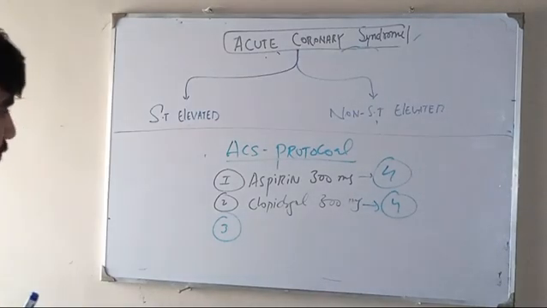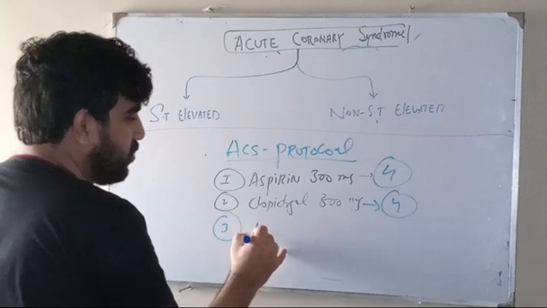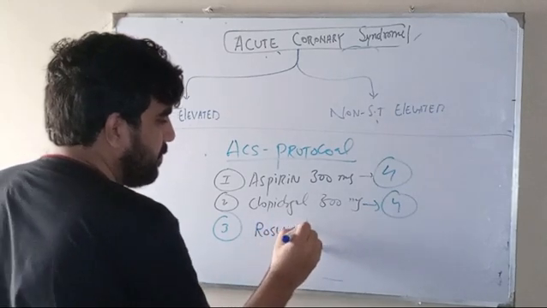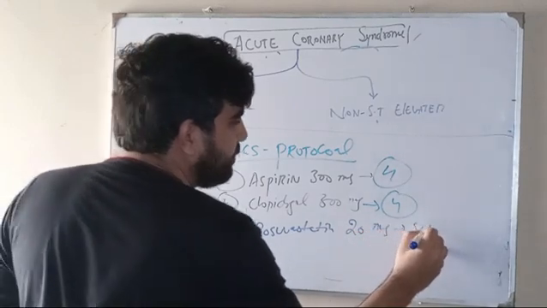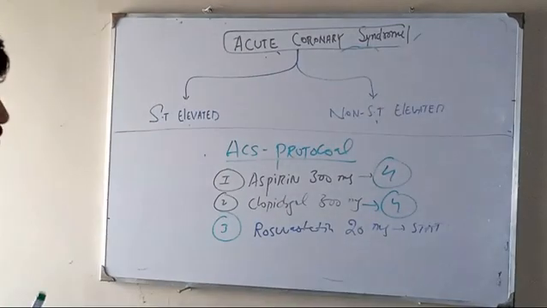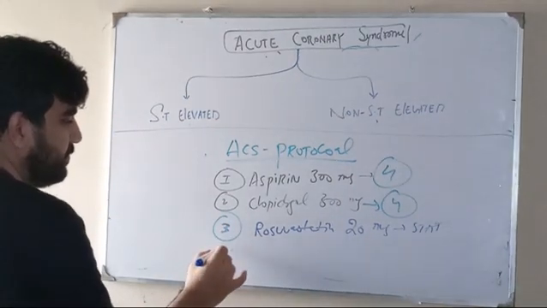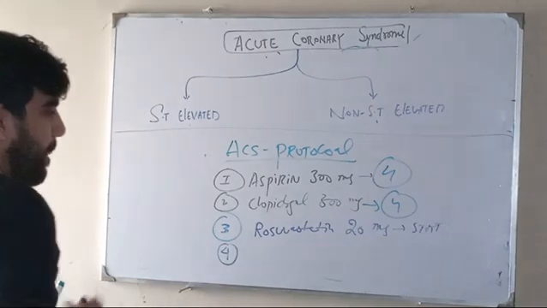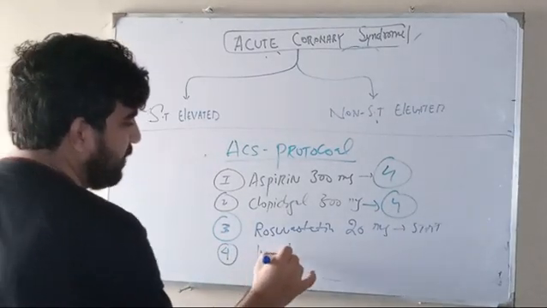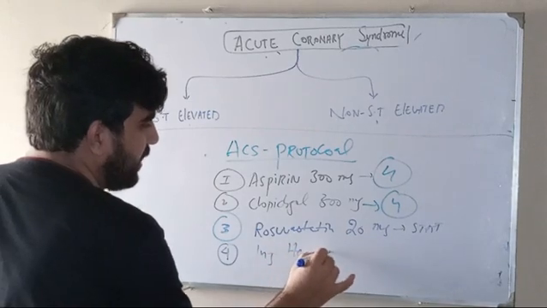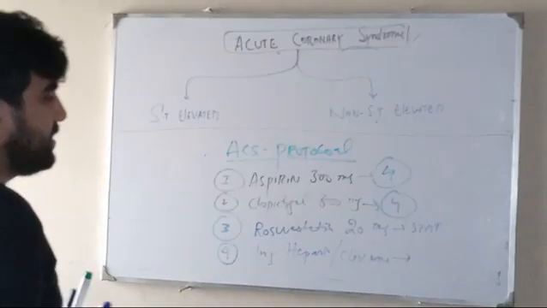The third one, the statin. Give tablet rosuvastatin 20 milligram stat. The fourth one is injection heparin or clexane. Now this has a role in non-ST elevated MI.